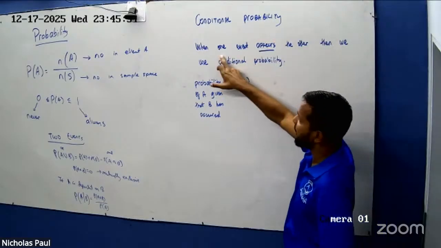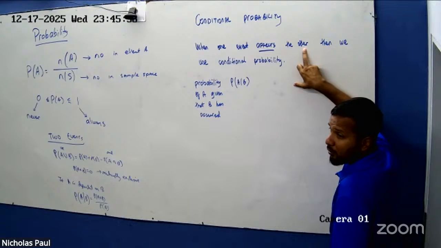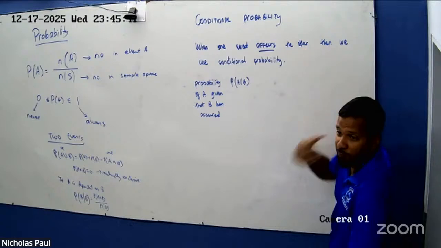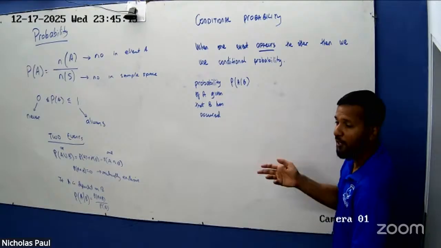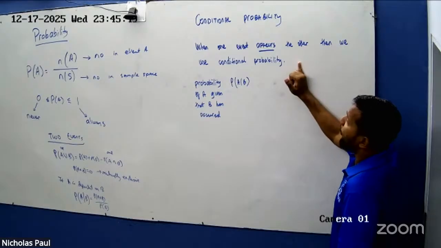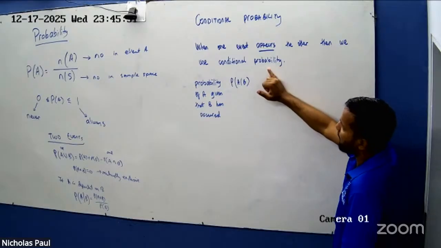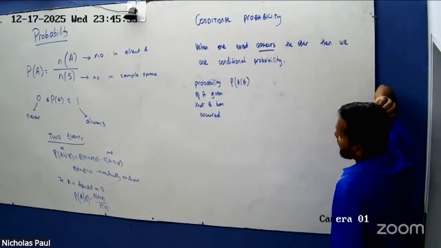So we want to focus on conditional probability today. Conditional probability is when one event affects the other. So for example, for it to flood, what must happen? Rain must fall, right? So flooding is affected by rain. So here we want to learn how to find those probabilities. When one event affects the other, we use conditional probability.